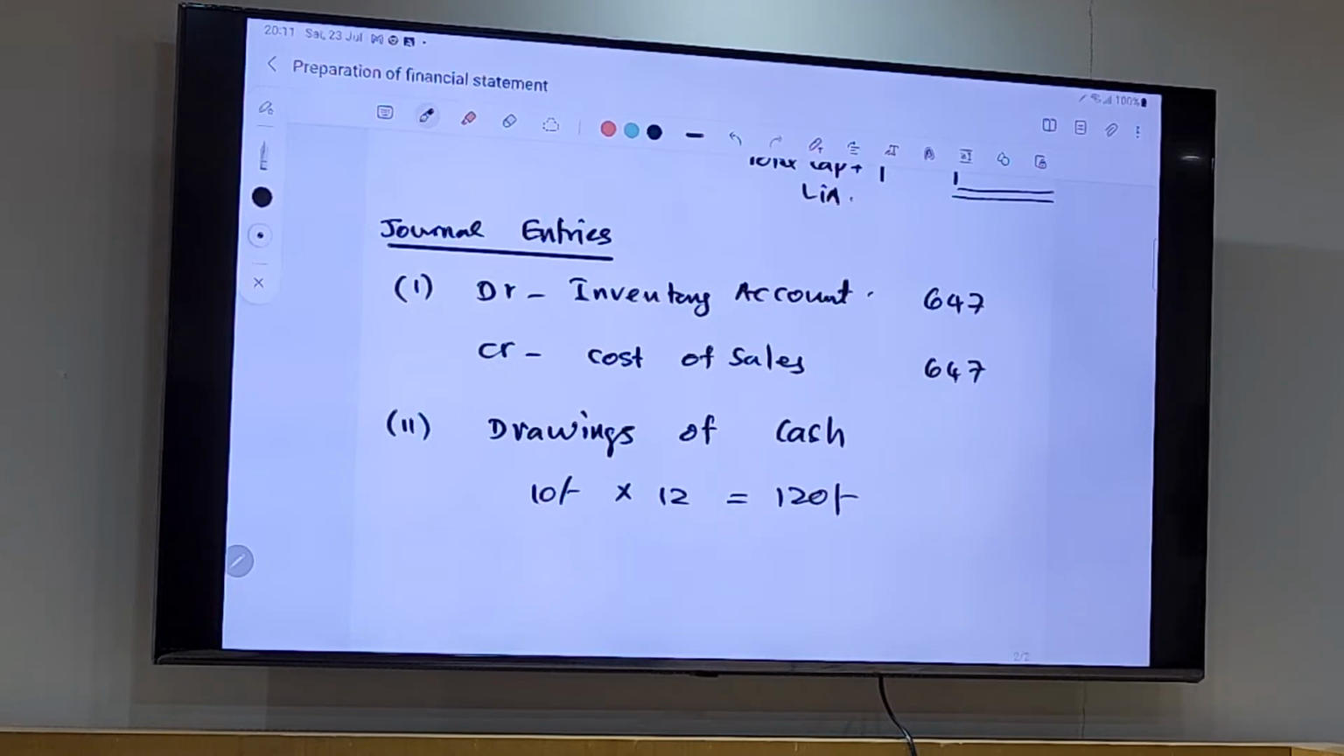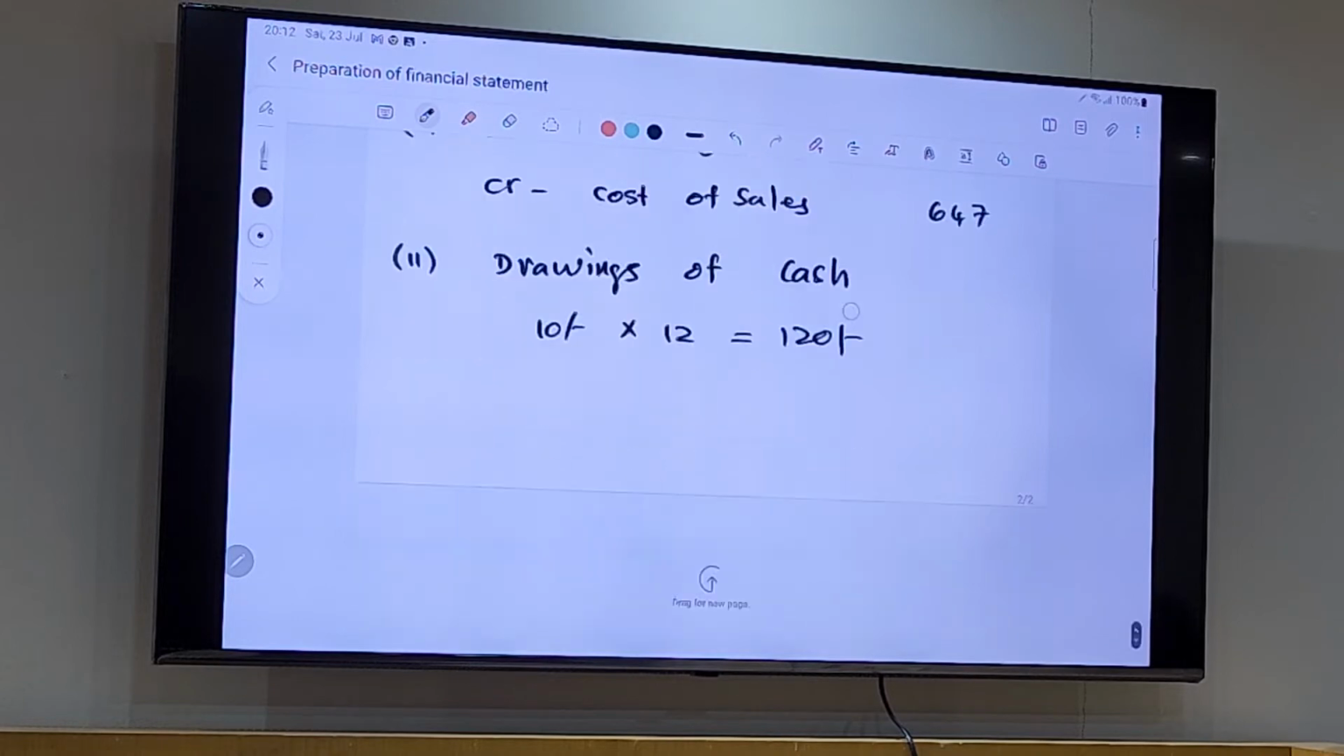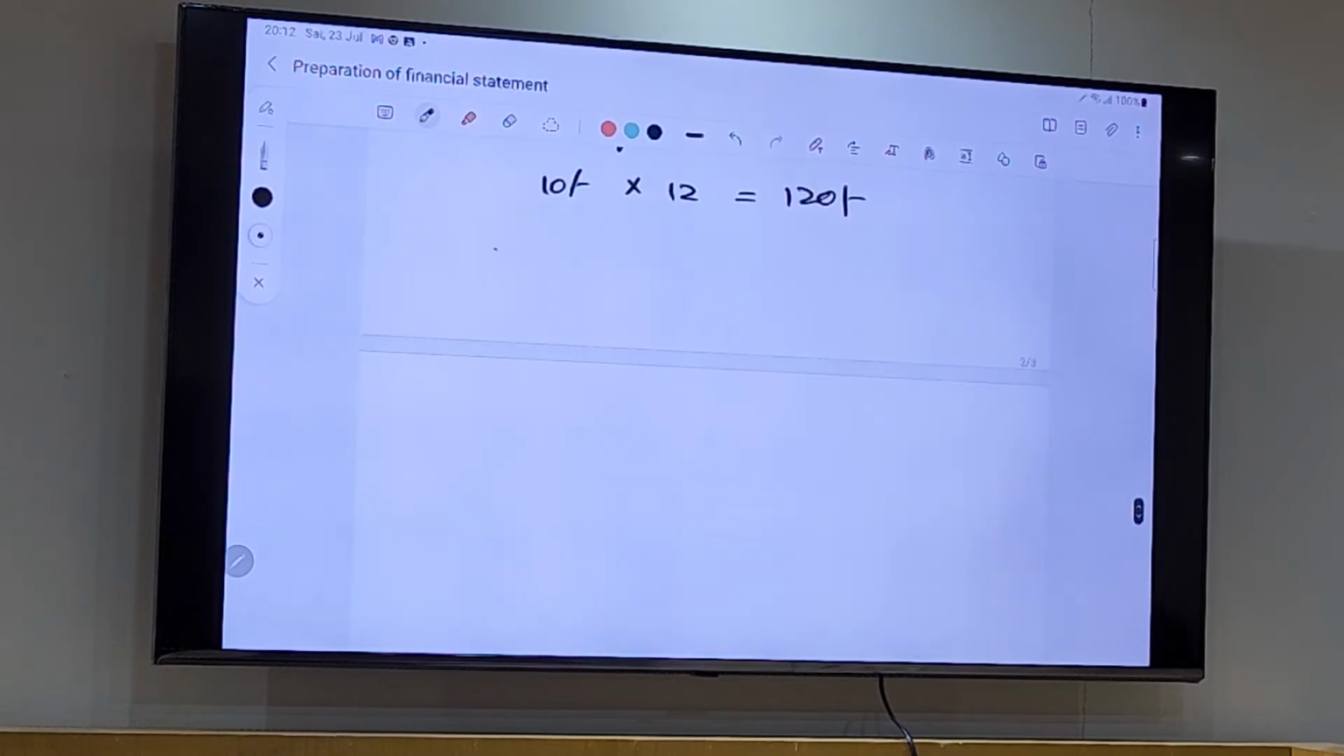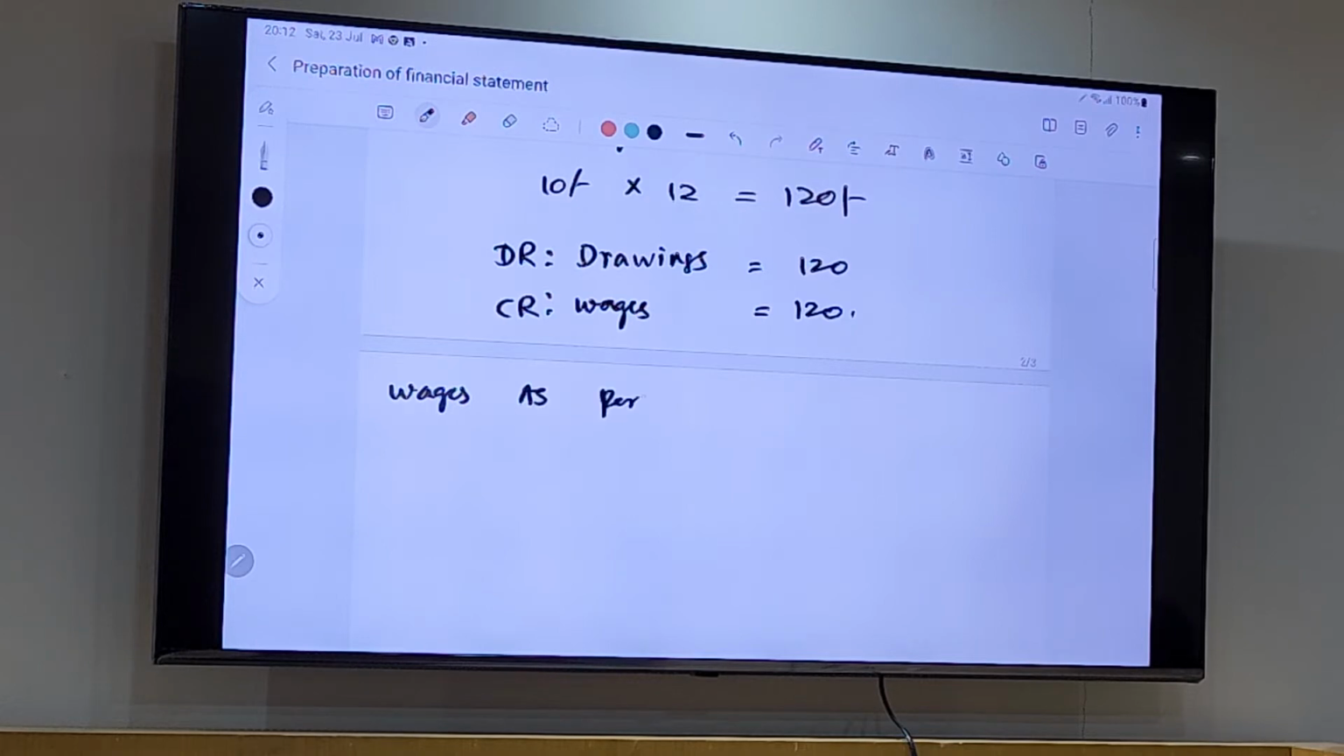The credit would have gone where? Cash. The debit should be where? In the drawings account. But where have they recorded? Wages. So now what is the correct double entry then? I should debit where and credit where? Debit drawings 120 and then credit wages 120.